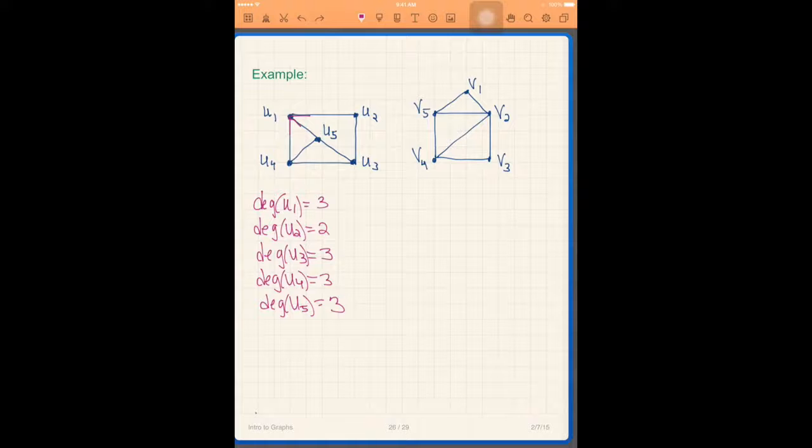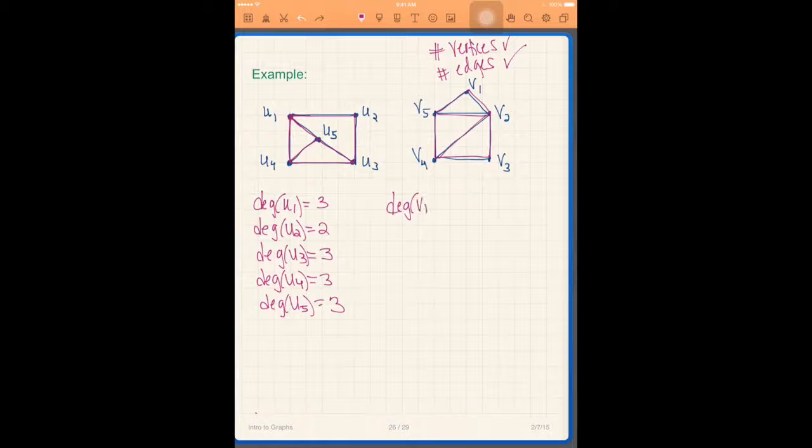Okay, so I have the vertices. Yes, they're the same. The number of edges: this one has 1, 2, 3, 4, 5, 6, 7 edges, and this one has 1, 2, 3, 4, 5, 6, 7 edges. Okay, so that's good. And now I was looking at degrees.